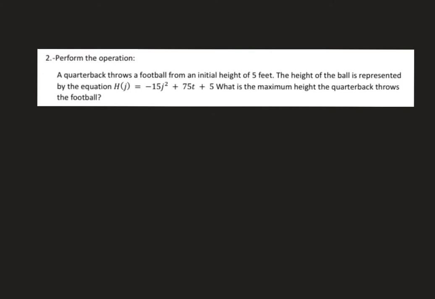This next question says, a quarterback throws a football from an initial height of 5 feet. The height of the ball is represented by the equation h of t equals negative 15t squared plus 75t plus 5. That should be a t, that's a typo. So we are trying to find the maximum height the quarterback throws the ball. What's happening here is the quarterback is throwing the ball in a quadratic path. So the maximum height of the ball is going to actually be the vertex.